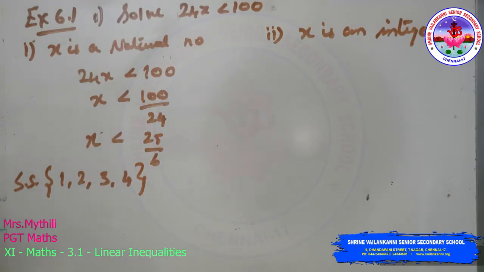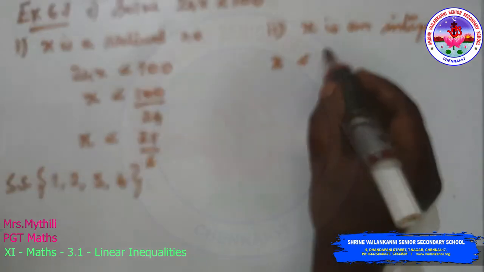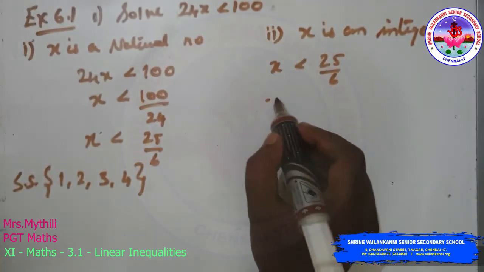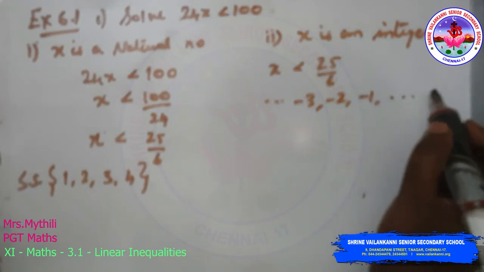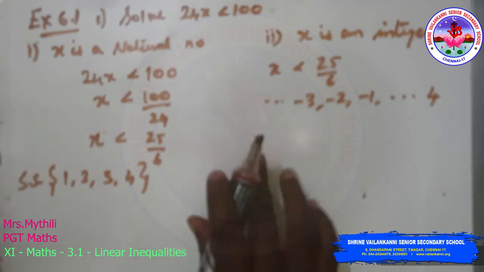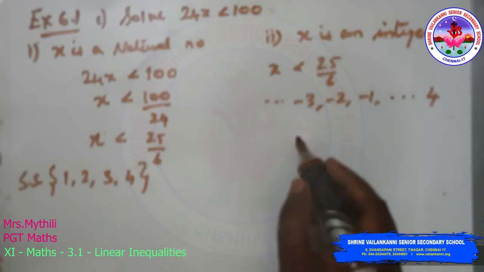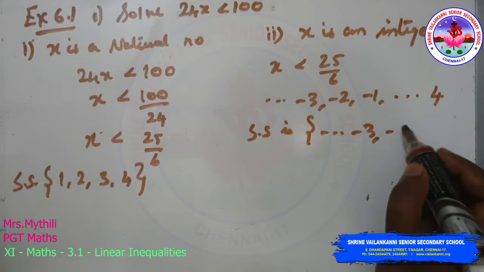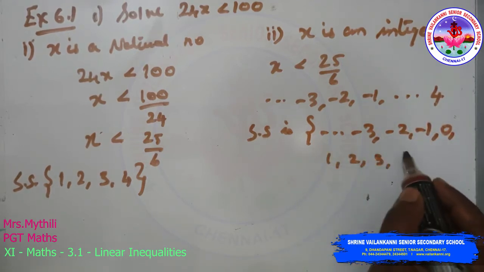Now, second part is when x is an integer. So, x is less than 25 by 6. So, it takes values like etc. minus 3, minus 2, minus 1 till 4. Thus, when x is an integer, the solutions of the given inequality are minus 3, minus 2, minus 1 till 4. So, solution set is, etc. minus 3, minus 2, minus 1, 0, 1, 2, 3, 4.